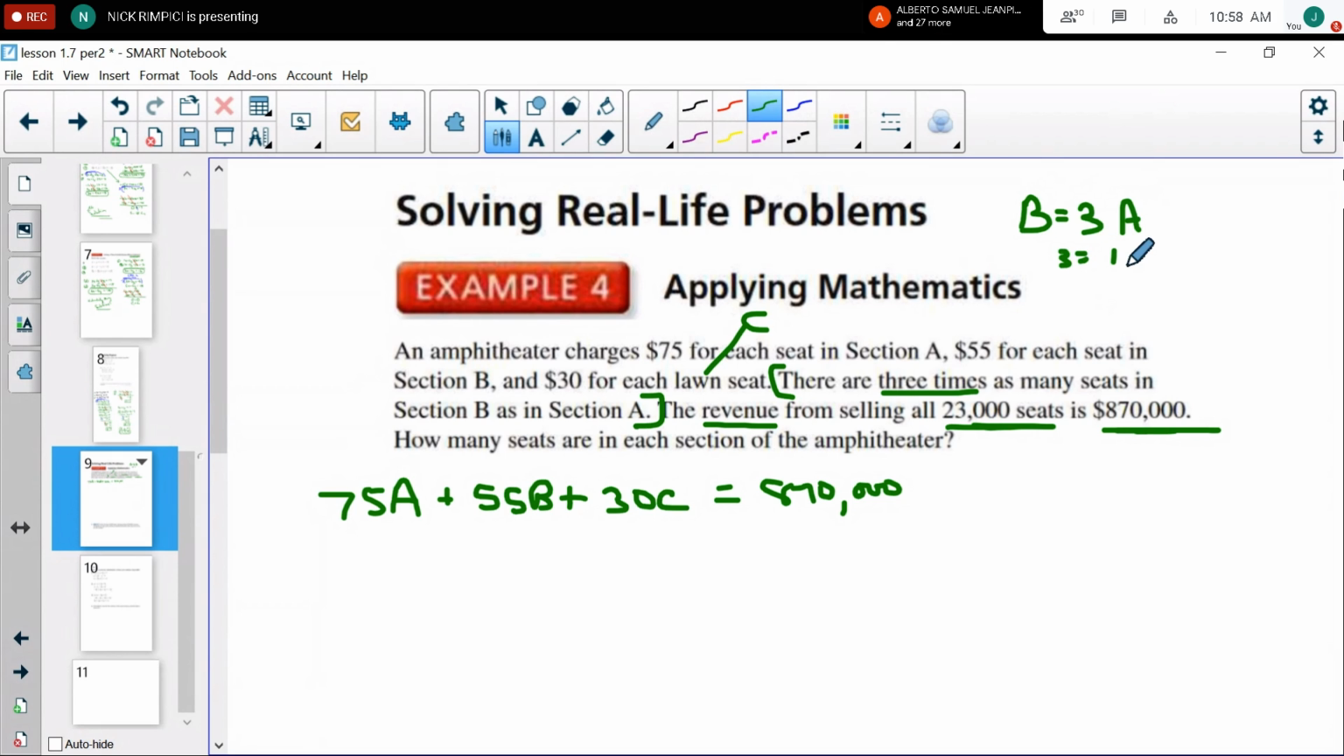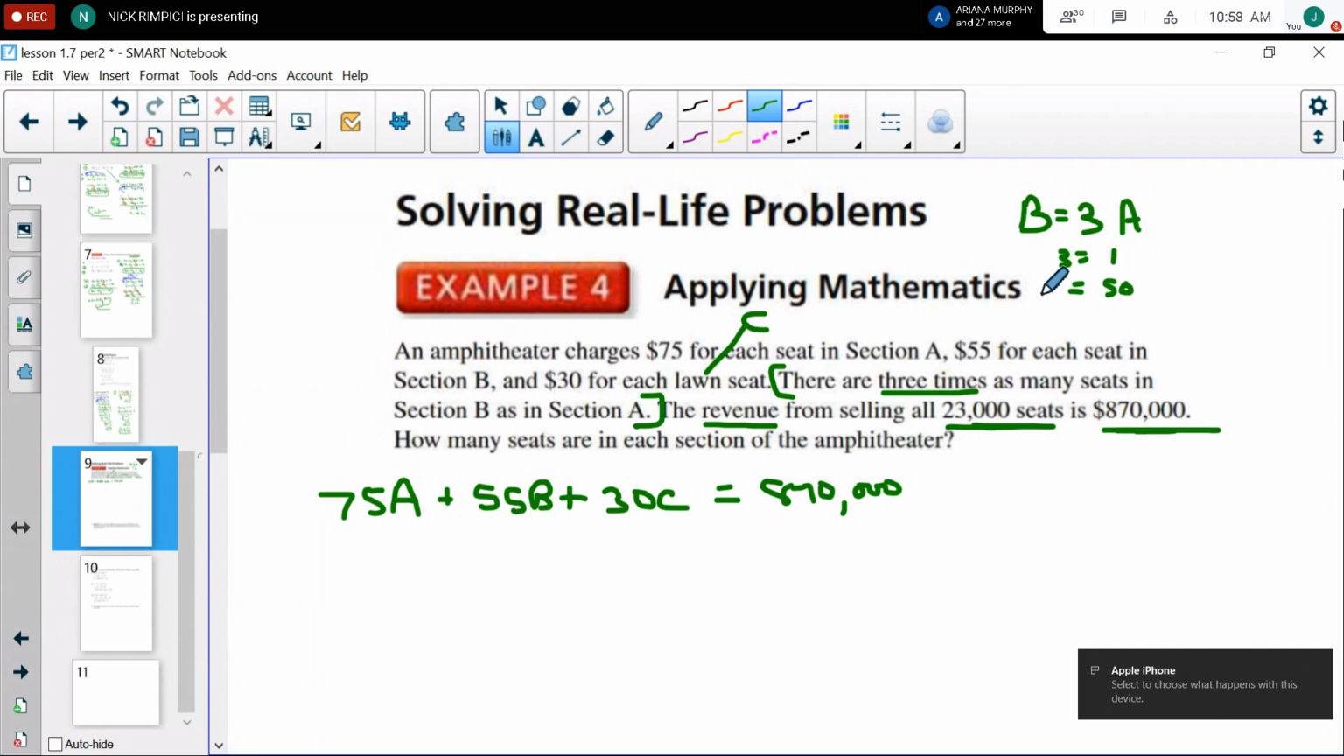A 3-to-1 ratio. If A has 50 seats, then B, this side, would equal 3 times this, which would be 150. Again, 150 to 50 is a 3-to-1 ratio, right? It's supposed to be 3 times as many.